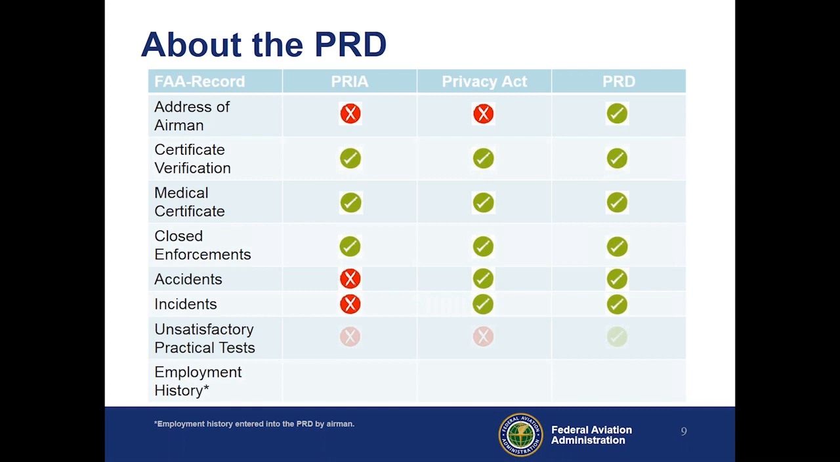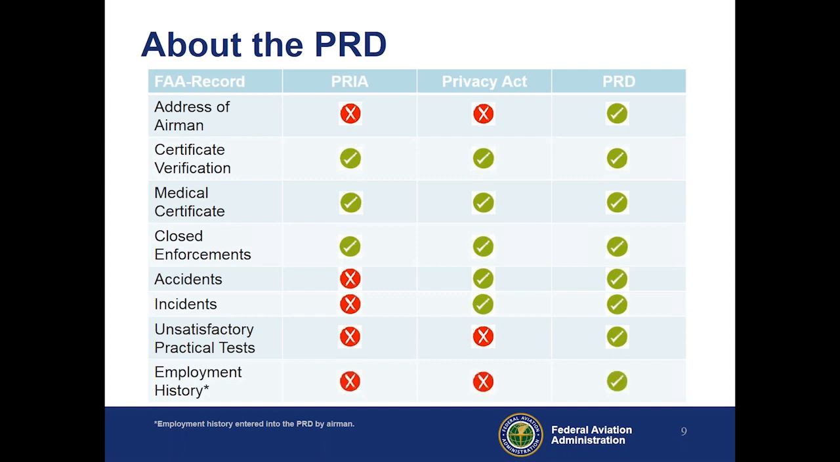You don't have to make two requests to the agency. You don't have to do PRIA and then Privacy Act. You get them both in PRD. And then there's another difference that you wouldn't get in Privacy Act either, and that's unsatisfactory practical tests. Now, this is since 2010. Okay, so any unsatisfactory check rides, and we're talking about certification check rides like instrument rating or something, would be available in PRD. And you couldn't get those under PRIA or Privacy Act.